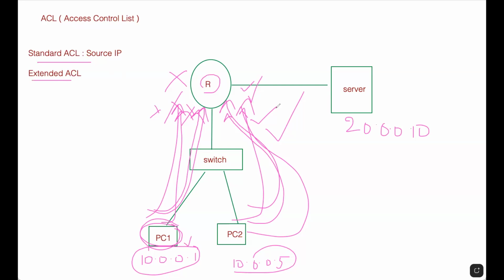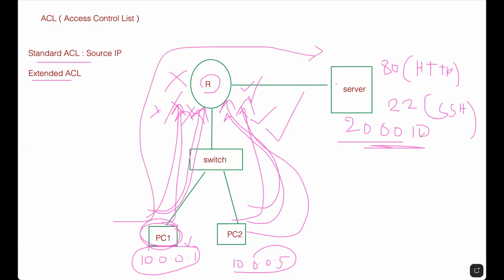For example, let's say on the server, there is a port 80, which is running a web server like the HTTP port, and there is another port, 22, for SSH. There are two services running on this specific server. So here, instead of doing it at the IP level, if this PC is trying to go to the destination IP 20.0.0.10, we can block this port and we can allow this port.